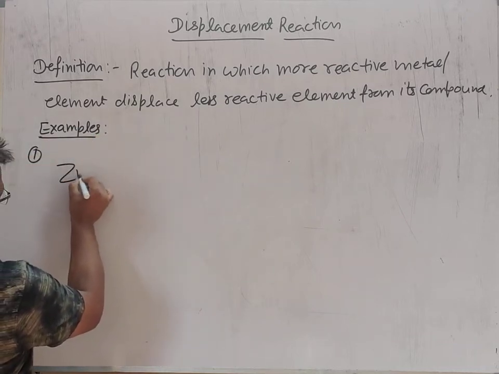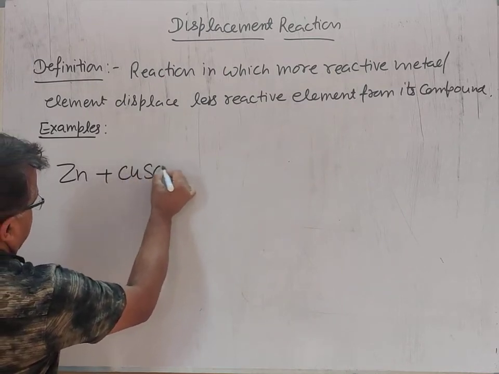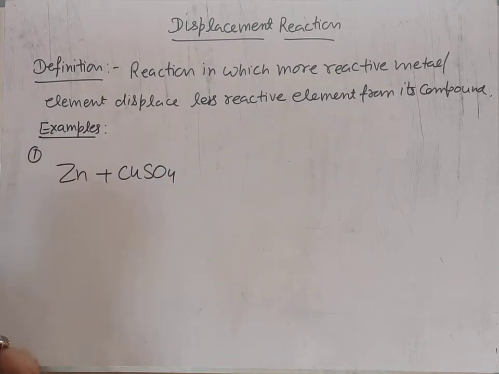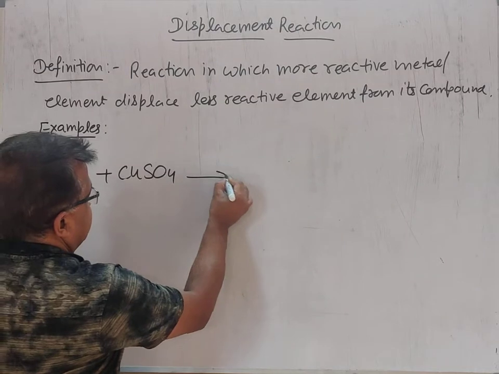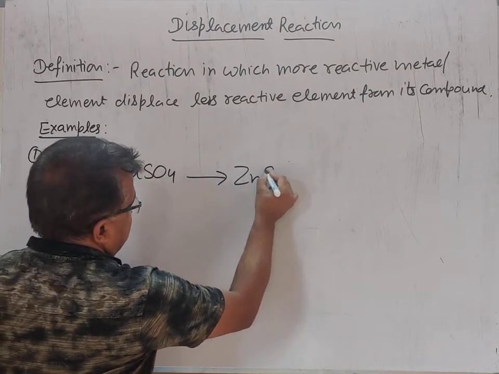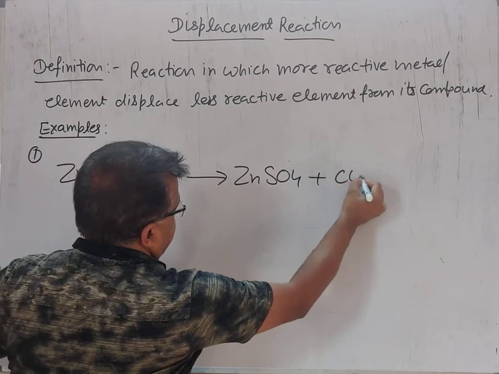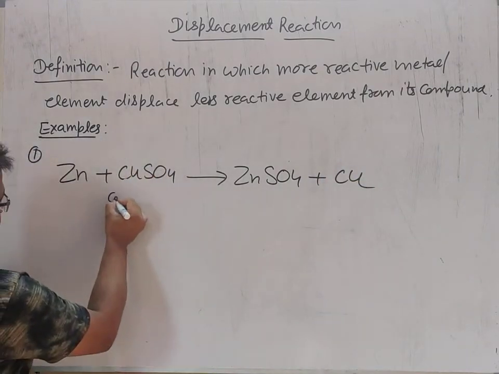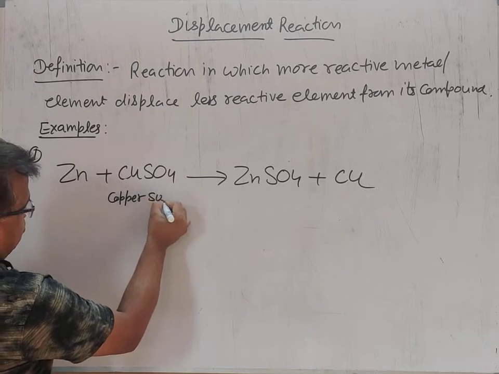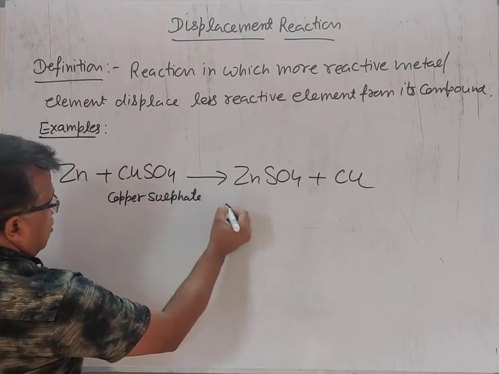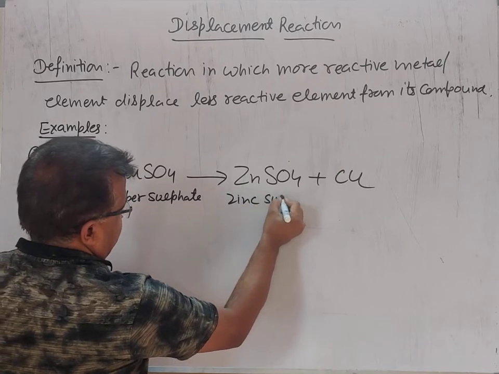zinc and copper sulfate solution. In the reactivity series, we observe that zinc is more reactive than copper. Therefore, zinc will displace, remove, kick out copper from copper sulfate solution. That is, here it will be zinc sulfate plus copper. It is copper sulfate, it is zinc sulfate.